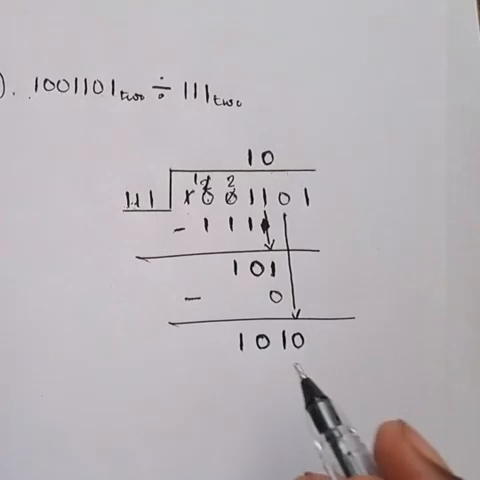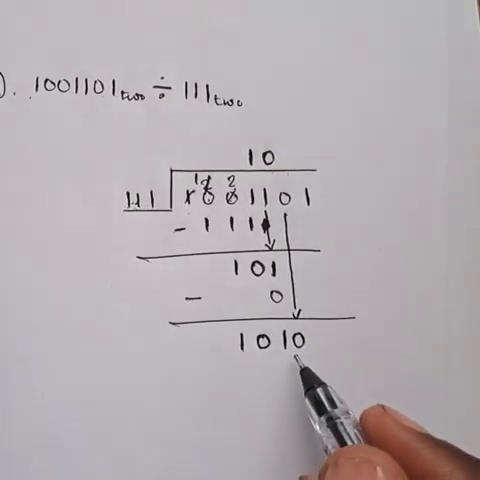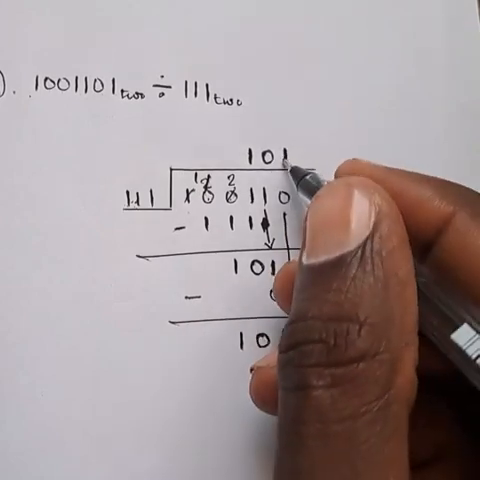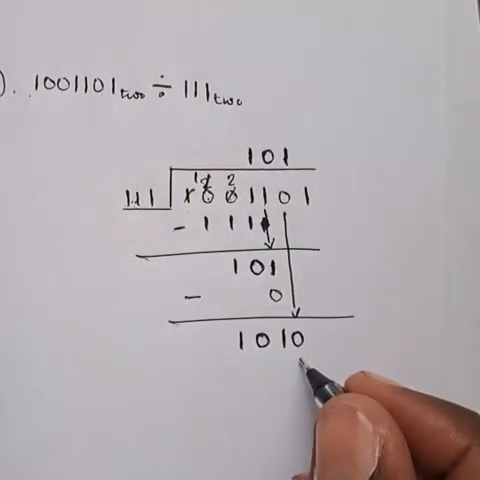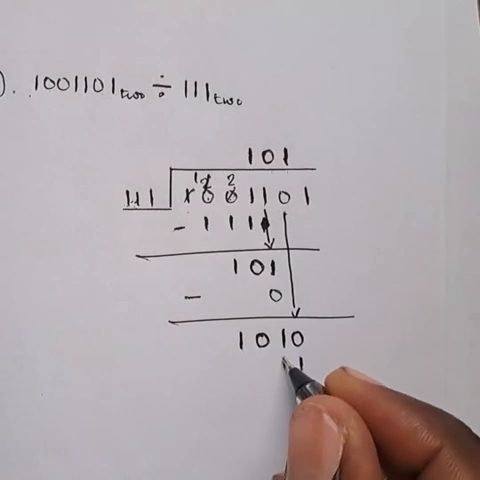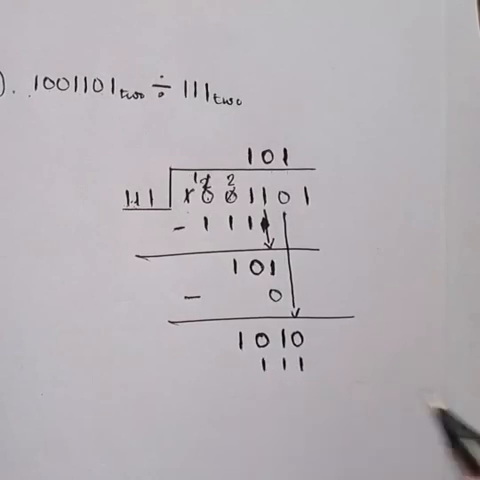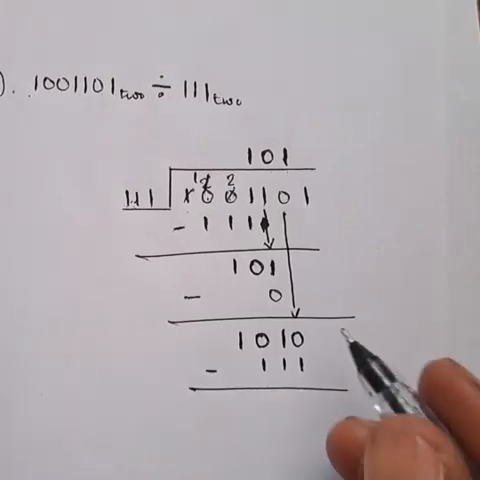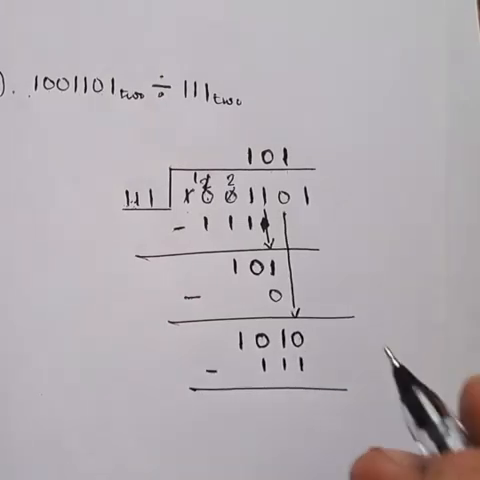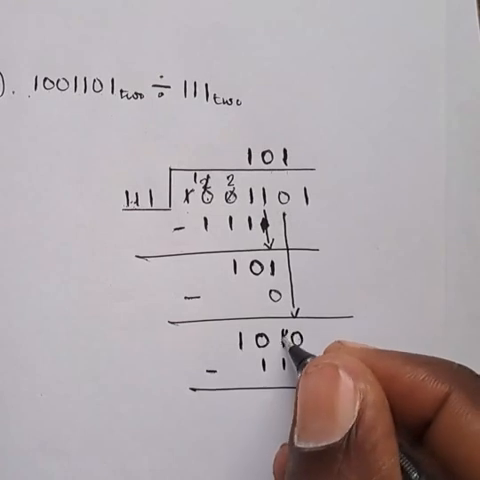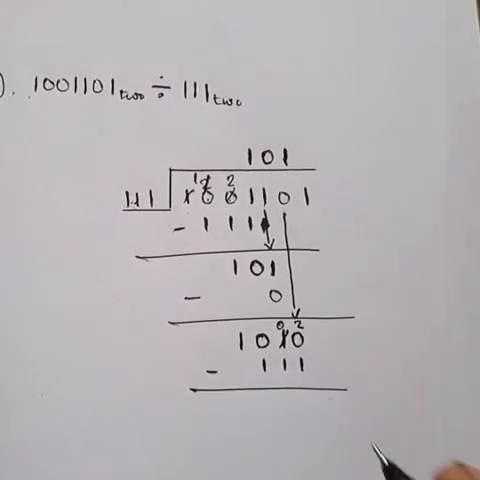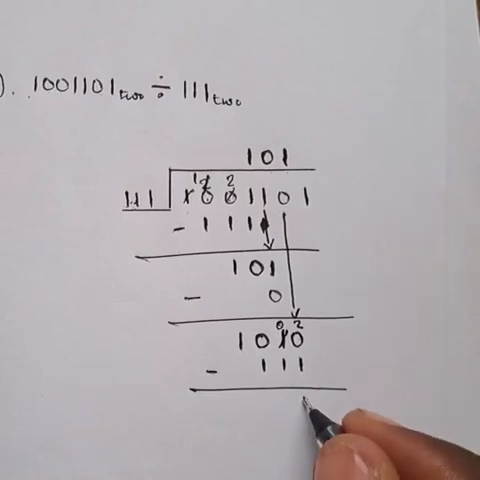111 into 1010, it goes there 1 time. 1 times 111, that is 111. So again we subtract there. 0 minus 1, it can't. So we're going to borrow the groups of 2 here. Here we remain with 0, we put it there. 2 minus 1, that is 1.